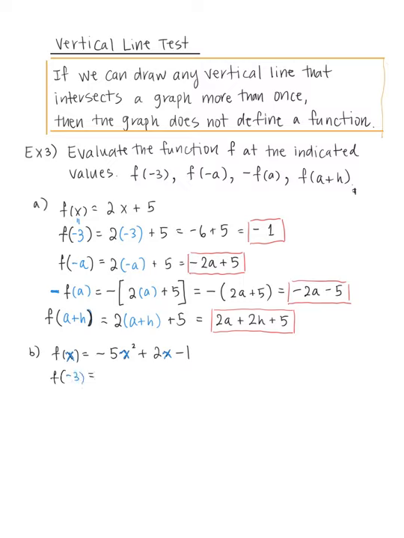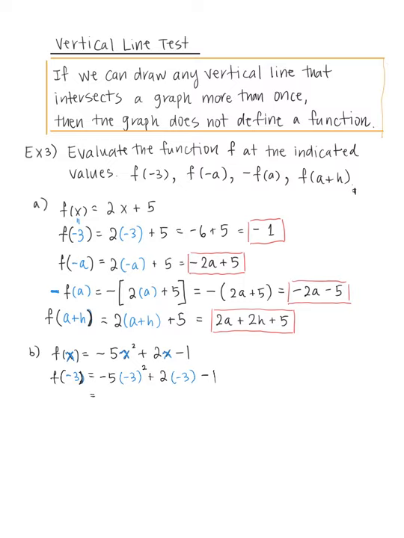So for f of negative 3, we're going to have negative 5 times negative 3, and then you square that, and then plus 2 times negative 3, and then you got yourself a minus 1. So far, so good? Please tell me if I made a mistake somewhere. I make mistakes all the time.